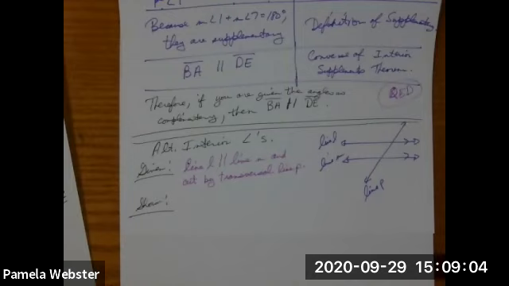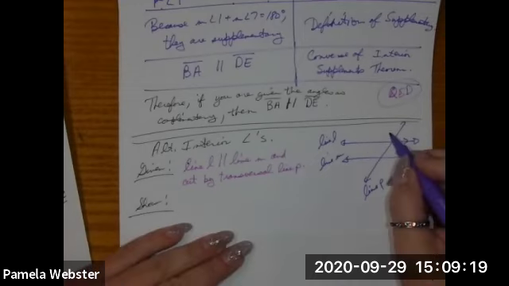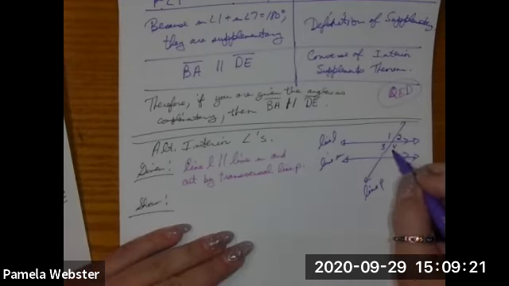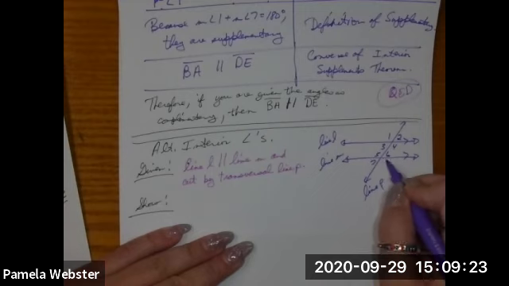Just makes it a little easier for us to identify what we're talking about here, instead of saying this line and that line, and yada, yada, yada. Okay. I'm also going to number my angles, just like I always do. Start at the top left. 1, 2, 3, 4, 5, 6, 7, 8.